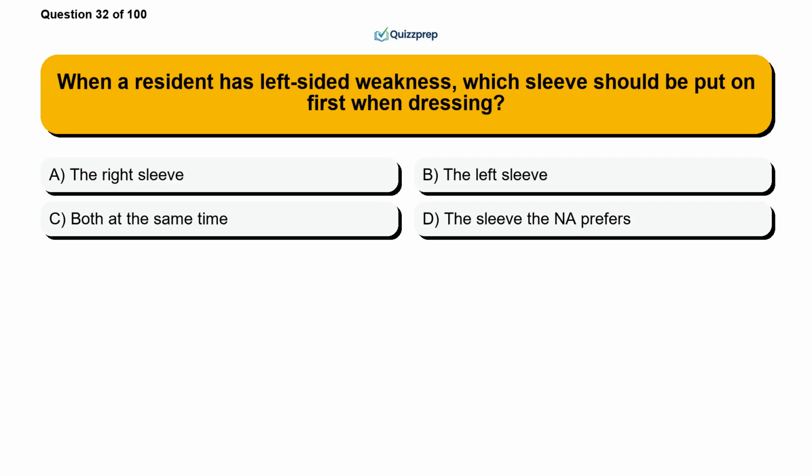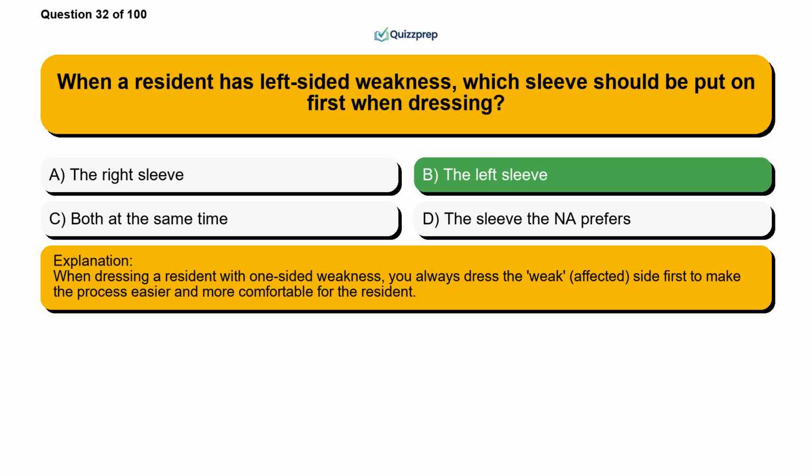Question 32. When a resident has left-sided weakness, which sleeve should be put on first when dressing? Option A, the right sleeve. Option B, the left sleeve. Option C, both at the same time. Option D, the sleeve the NA prefers. The correct answer is option B, the left sleeve. When dressing a resident with one-sided weakness, you always dress the weak, affected side first to make the process easier and more comfortable for the resident.